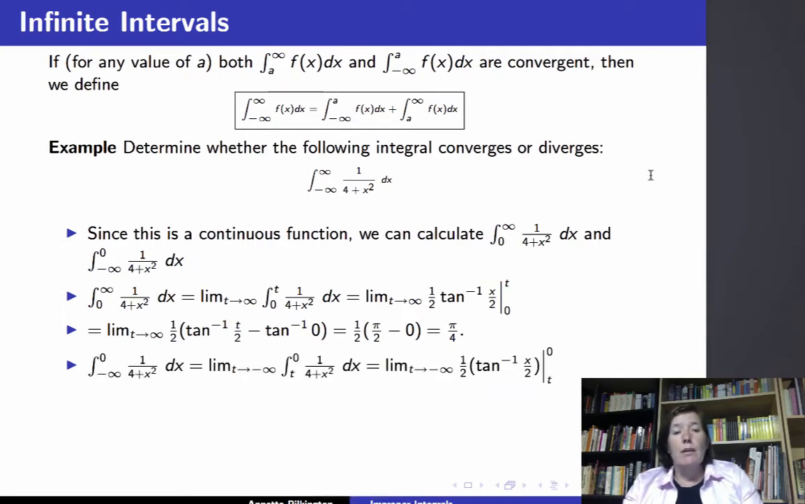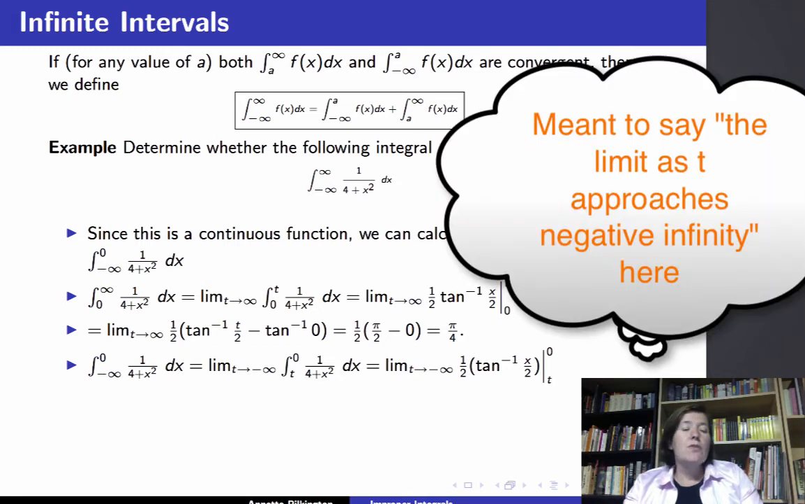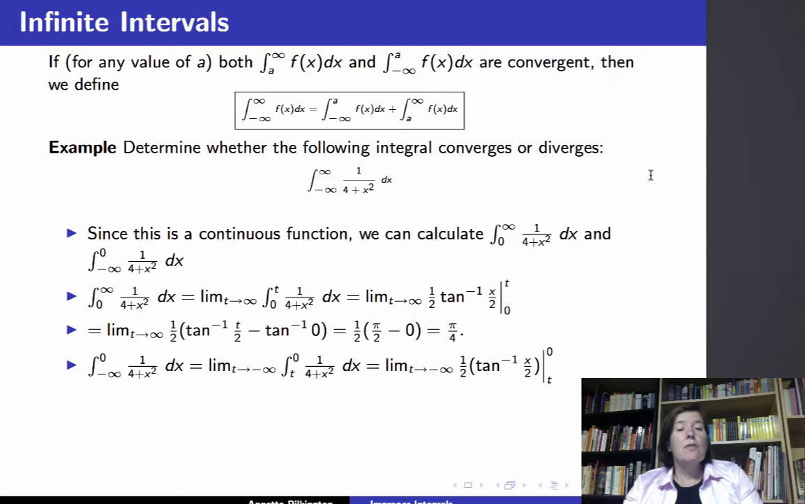You can either work symmetrically here, or you can calculate the integral from minus infinity to 0 of 1 over 4 plus x squared dx from our definition. And this is the limit as t approaches minus infinity of the integral from t to 0 of 1 over 4 plus x squared dx, which is the limit of 1/2 tan inverse of x over 2 evaluated between t and 0, but here t is the lower limit of integration.